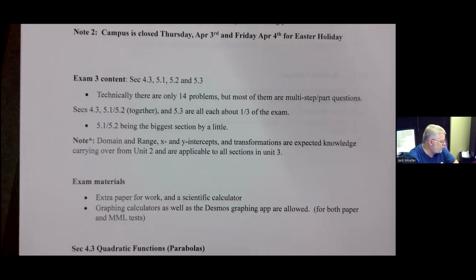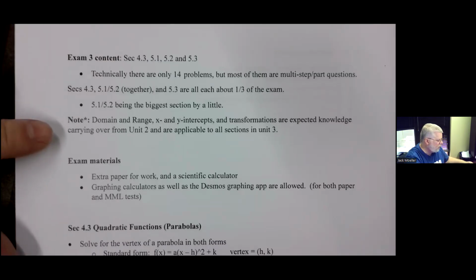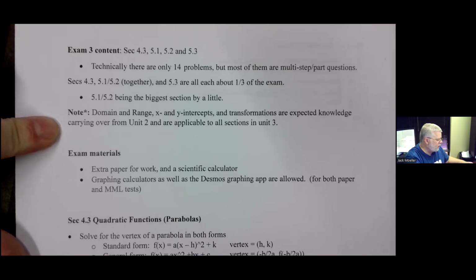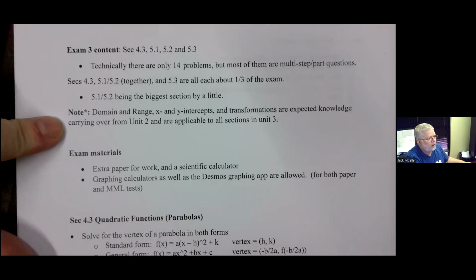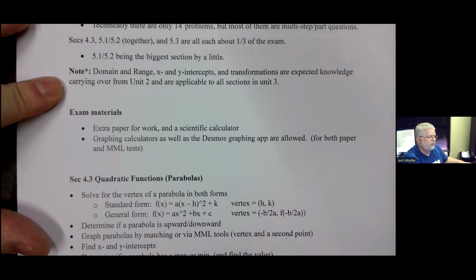Since we have 3 sections, each section is about a third of the exam. The 5.1 and 5.2 section is a little bit bigger, but for the most part, 4.3 is a third, 5.1 and 5.2 is about a third, and 5.3 is about a third. And don't forget that from test 2, the domain and range, the X and Y intercepts, and transformations are all fair game on anything in this unit. That carries over; it's still testable content.